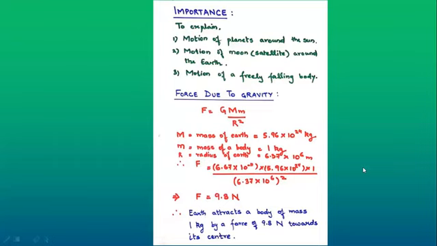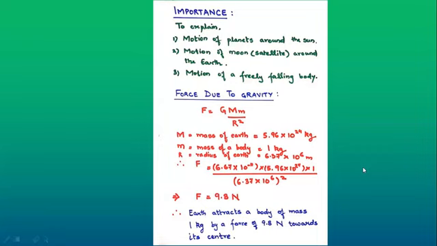Now, based on this law, let us define force due to gravity. The force with which earth attracts a body towards its center is called force due to gravity on the body, which can be taken to act vertically downward at the center of gravity of the body. In vertical motion near the earth's surface, for height much smaller than the radius of the earth, the force of gravity on the body is assumed to be the same.